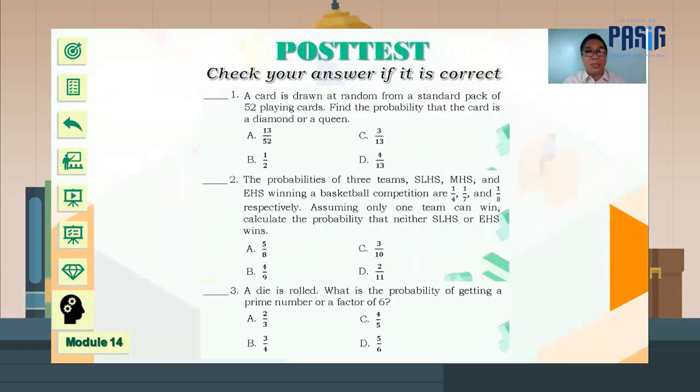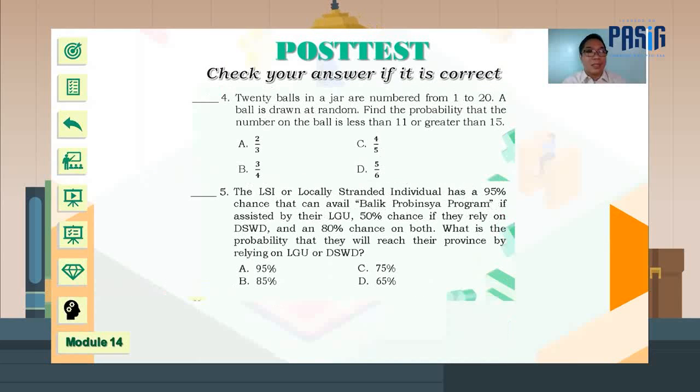Check your answer if it is correct. Number 1, number 2, number 3, number 4, and number 5. Count your score. I'm hoping that your score is greater than the score in your pretest.